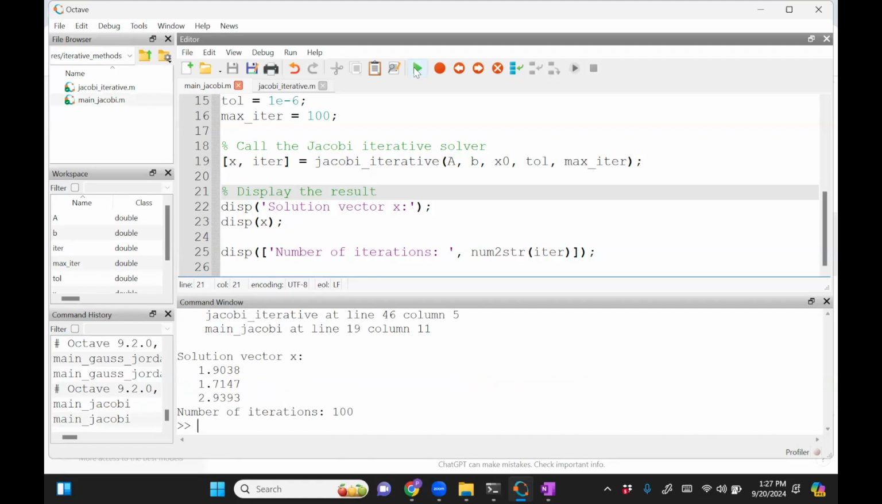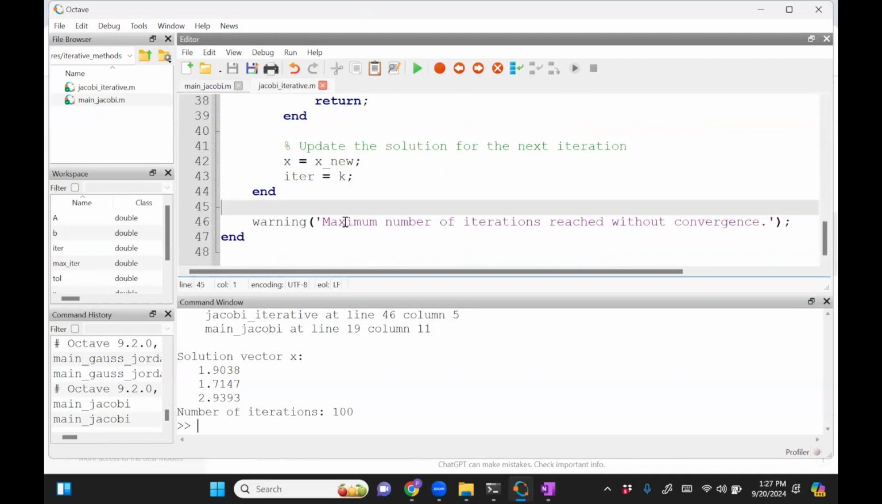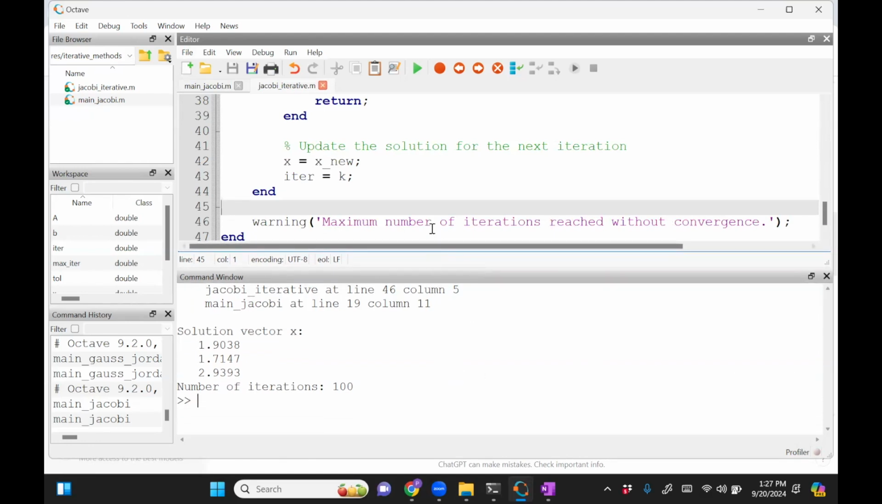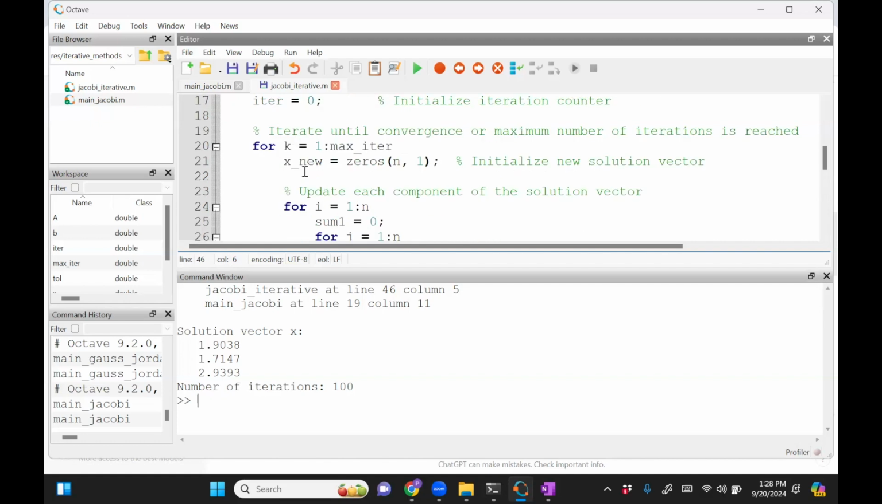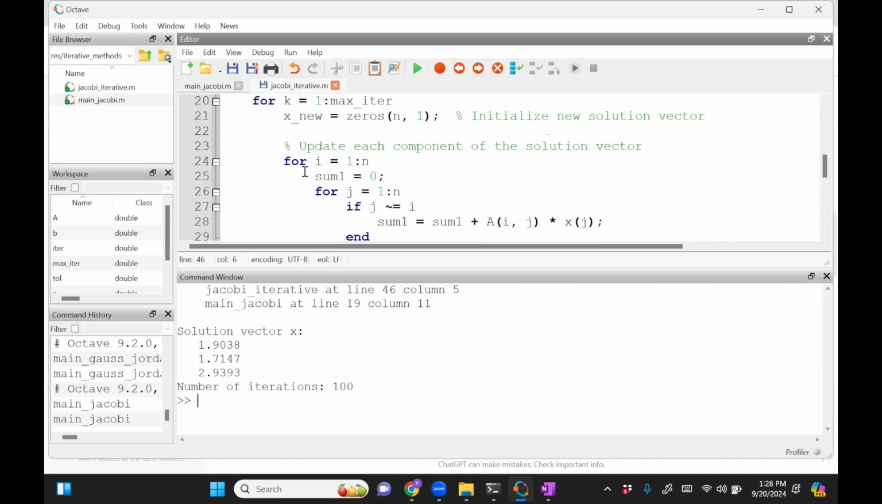Okay, so here's the thing. It gave me the solution. It's 1.9, 1.7, 2.9. The actual solution is 1, 2, and 3. And the problem it faced is that the number of iterations is 100. It basically reached the maximum number of iterations. It actually should have printed that maximum. It doesn't seem to have printed this. Okay, so this needs to be fixed. It's not printing this. Or maybe there's a display problem. I don't know. We have to do the output thing to check.